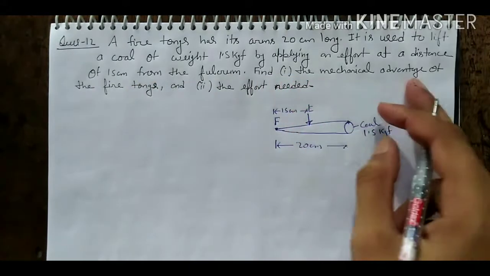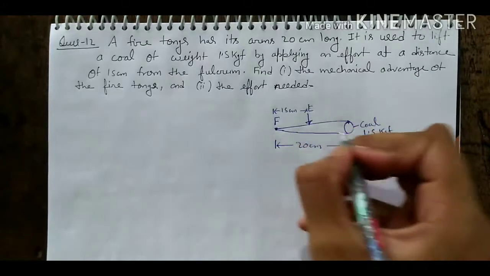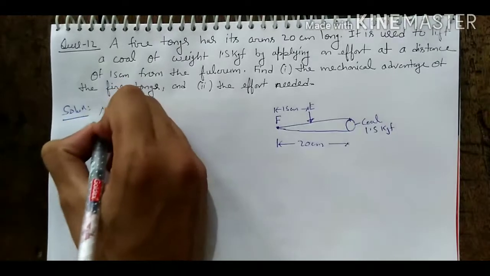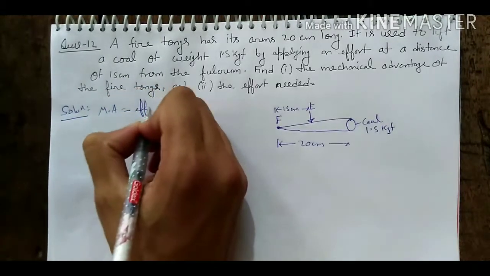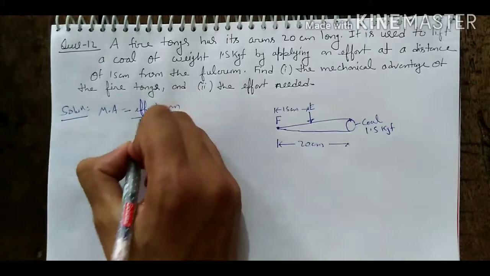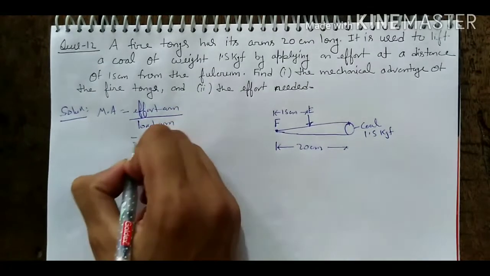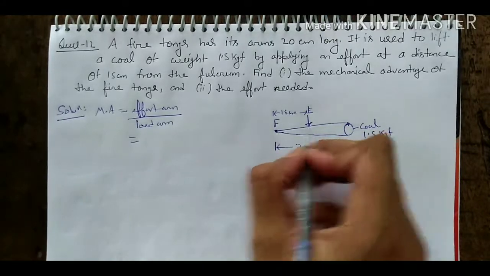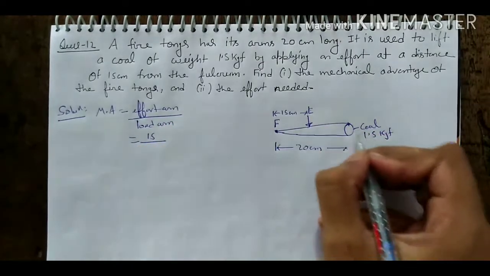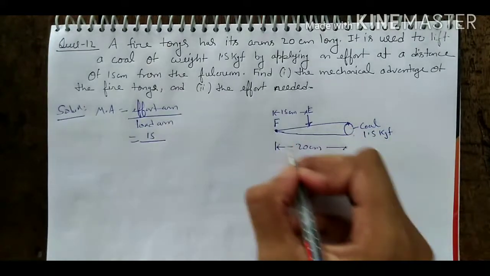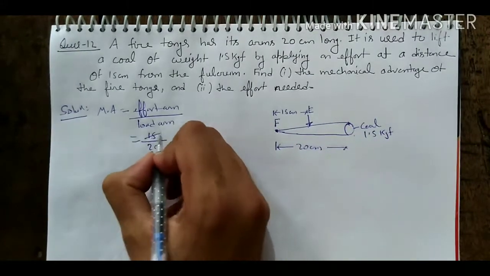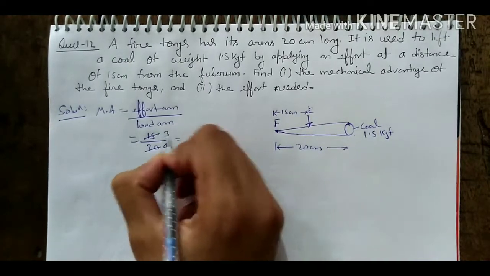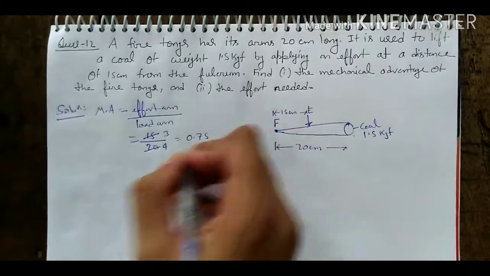Find the mechanical advantage. A very simple question: mechanical advantage is asked. We know that mechanical advantage is effort arm upon load arm. Effort arm is given; it is the distance from fulcrum to effort. This is 15, and load arm, the distance from load to fulcrum, is 20. 15 upon 20: 5 3s are 15, 5 4s are 20, so 3 by 4, which means 0.75 will be the mechanical advantage.